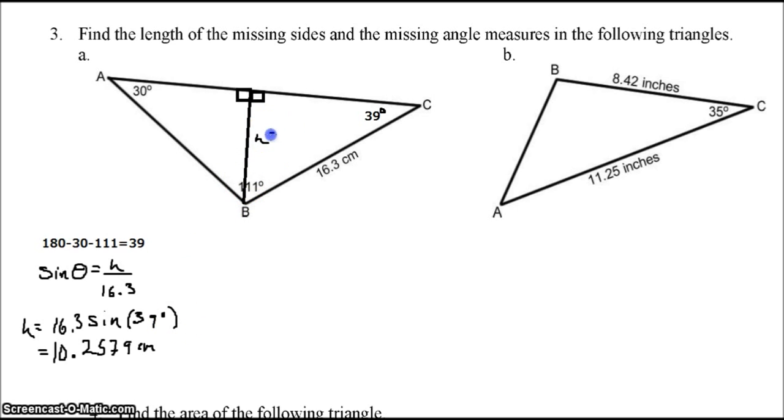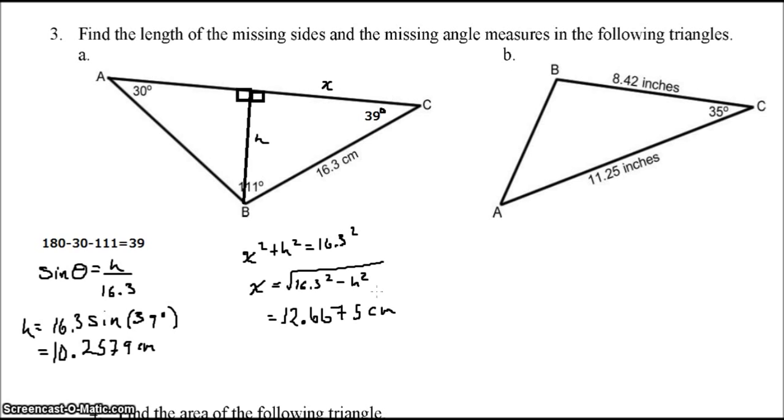Okay, so this piece is 10.2579, and now I can use that to find this one, which I'll call x, because we know x squared plus h squared is 16.3 squared, and so x is the square root of 16.3 squared minus h squared, and h is of course 10.2579, and we get 12.6675 centimeters for x.